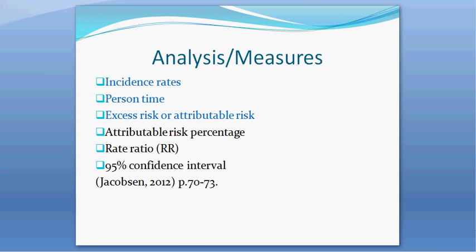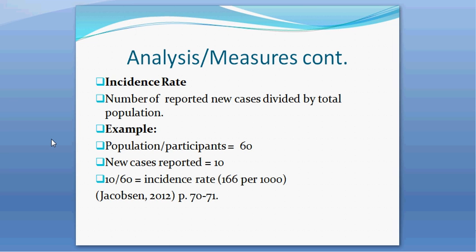Here we have an example of incident rate, the number of reported new cases divided by total population. And in this example, we have a total of 60 participants with 10 cases being reported. You simply divide the number of cases that have been reported by the number of participants that you had. That will give you your incident rate, and in this case, this is 166 per 1,000.